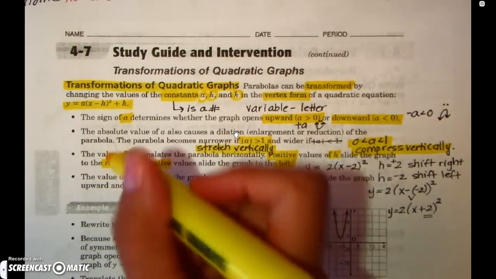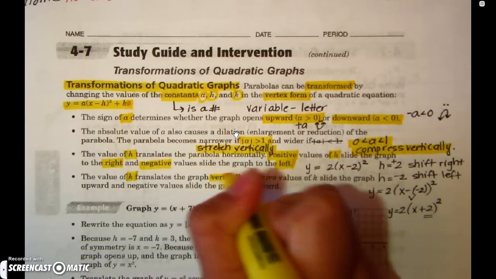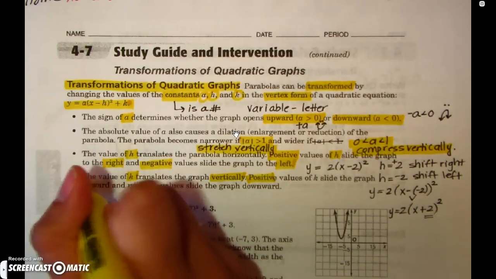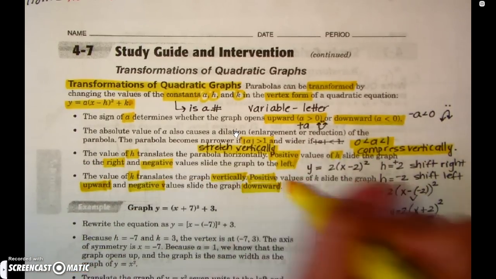Okay, the value of k. So k is at the very end of your function, and k is going to move it vertically. So if k is positive, then it slides the graph up. If k is negative, then it slides the graph down.